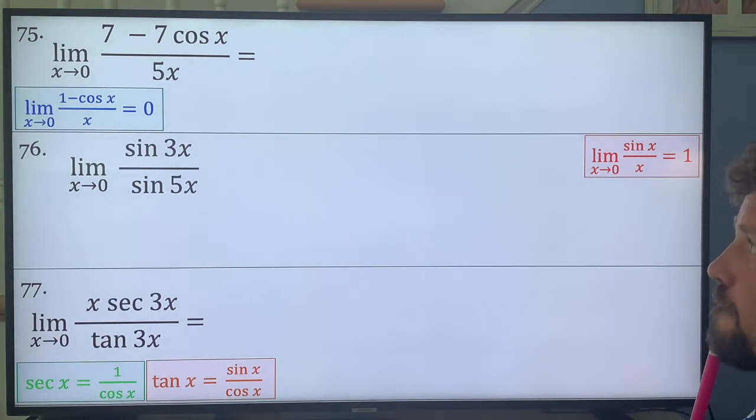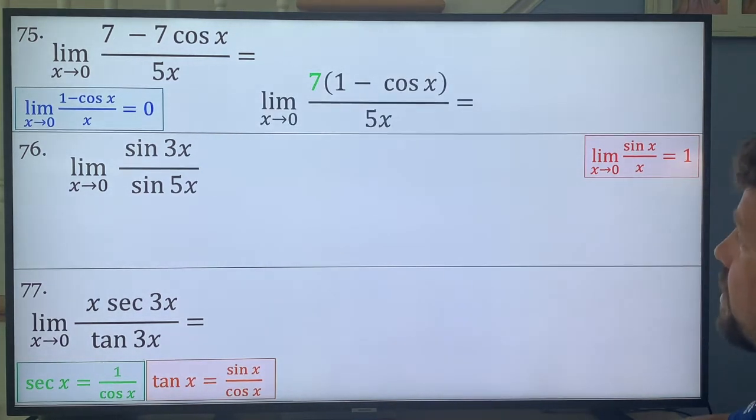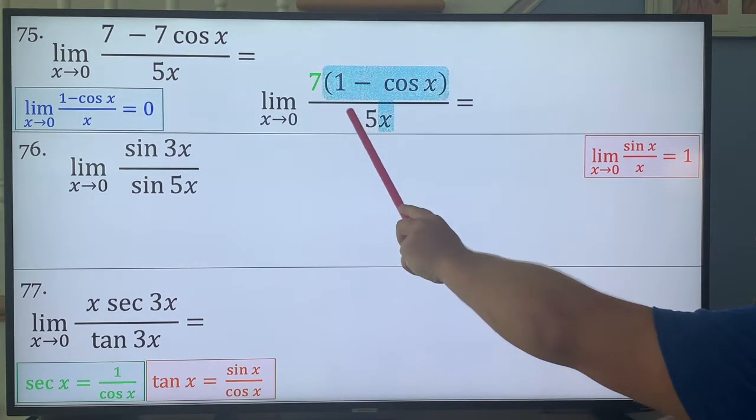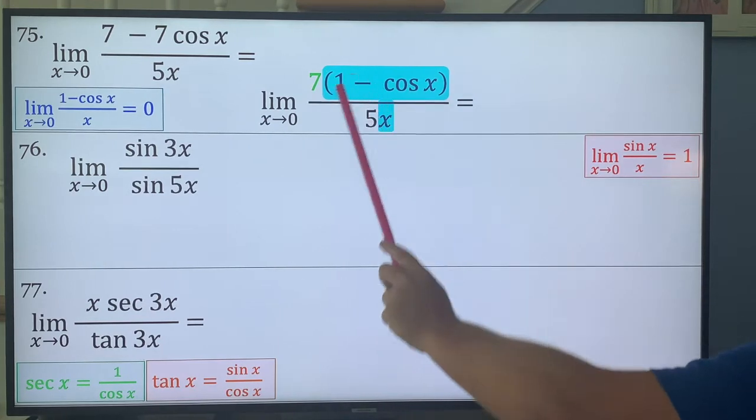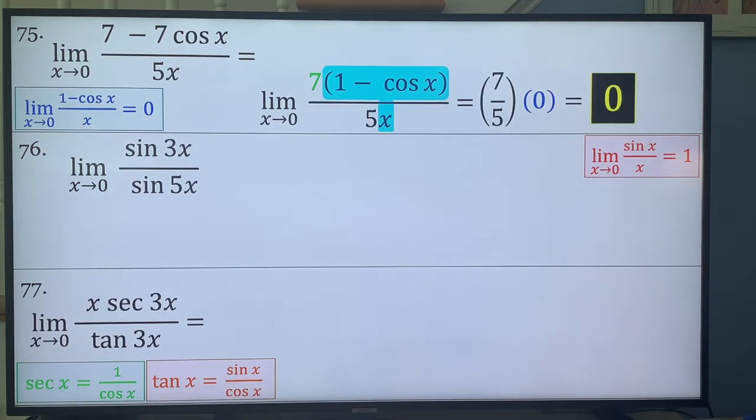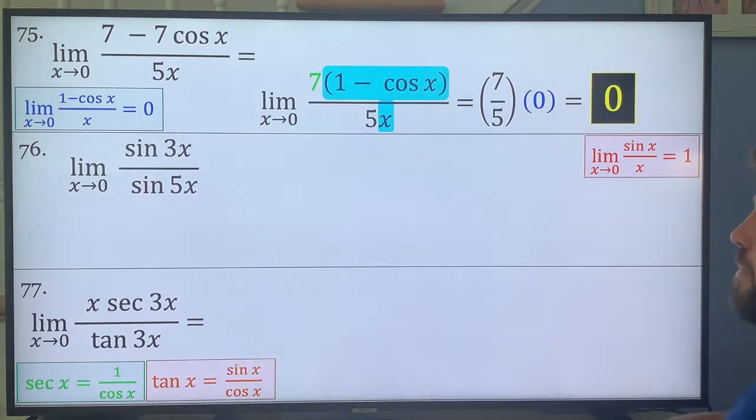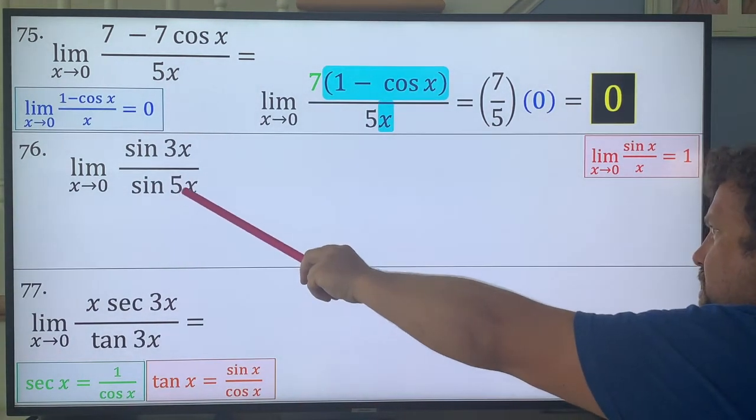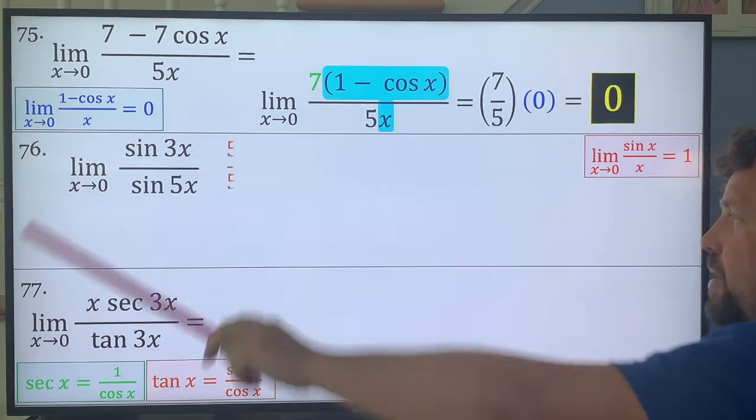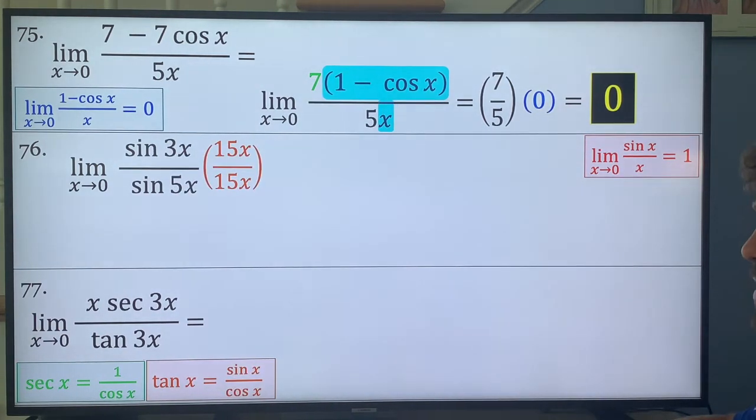All right. Problem number 75. What do you take out? A 7 on the numerator. This right here is 0. 7/5 times 0 is 0. All right. What do we multiply this by? Sine 5 times 0. Sine 0 is 0, so we can't have that. But we can multiply this by 15x over 15x.